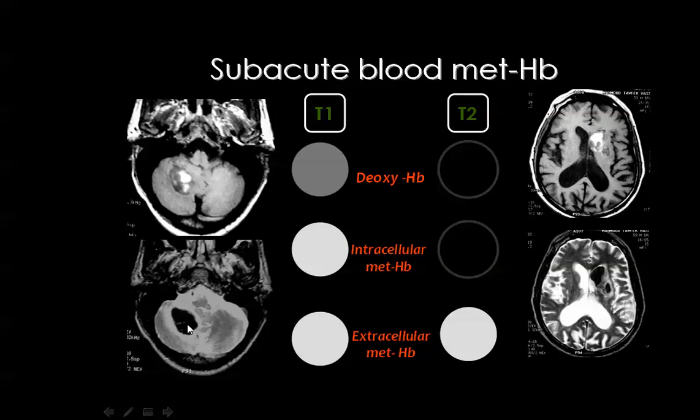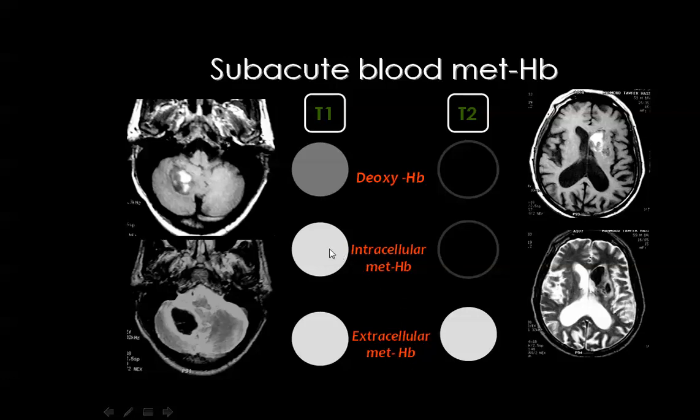Then let us put a rule. Whenever you see blood which is bright in the T1, consider subacute hemorrhage. If the hemorrhage is bright also in the T2, then this is the late subacute hematoma, which is extracellular methemoglobin.